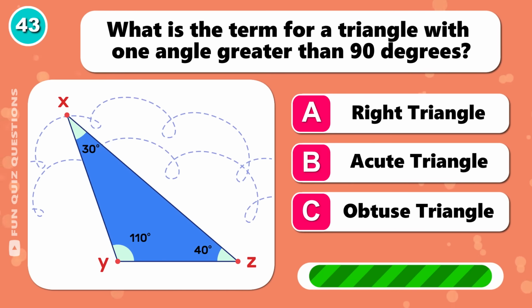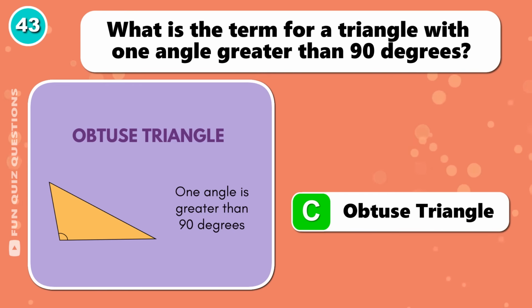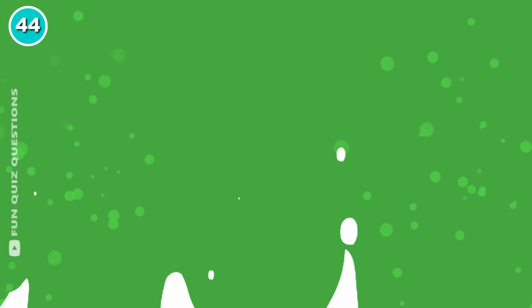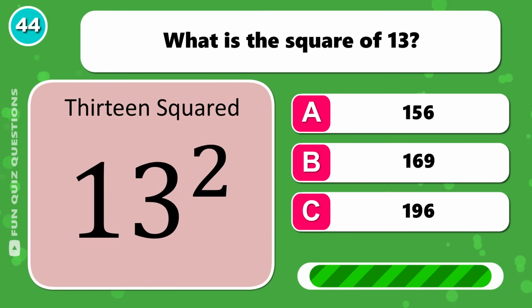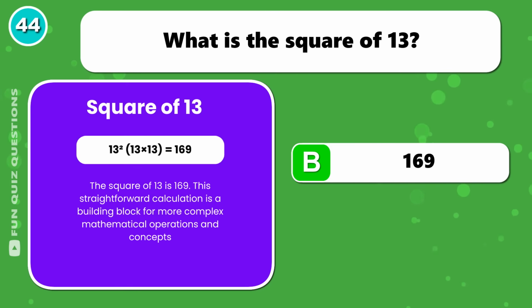What is the term for a triangle with one angle greater than 90 degrees? It's C, obtuse triangle. What is the square of 13? Yeah, B, 169.